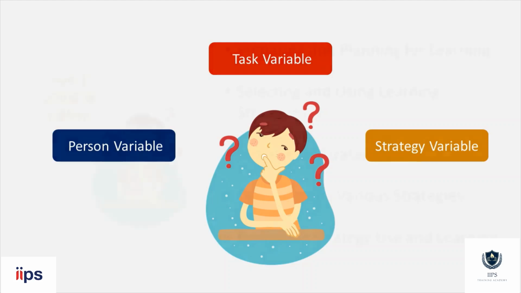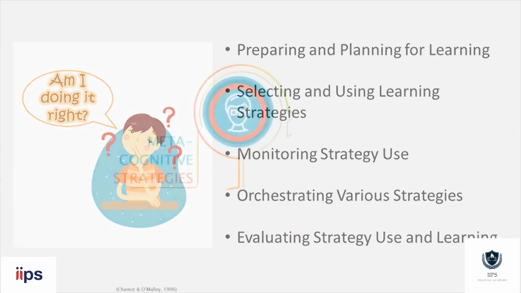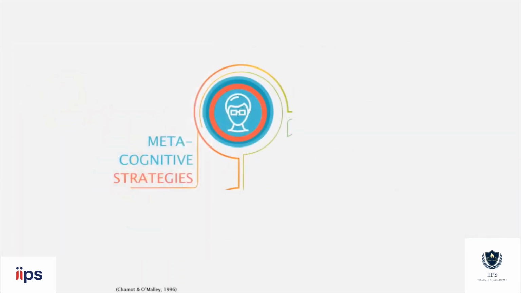Students can use this knowledge to prepare and plan for learning, select and use strategies, monitor strategy use, orchestrate different strategies together, and evaluate strategy use and learning. So how can we include these ideas in a real classroom? Let's take a look at a three-part model which will help us to plan sections in which students get to develop their metacognitive knowledge and strategies.